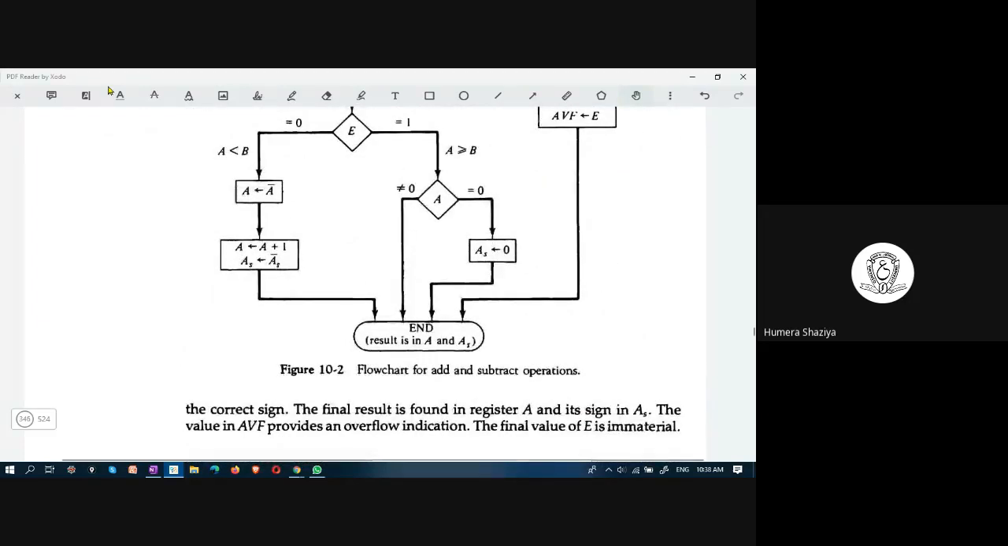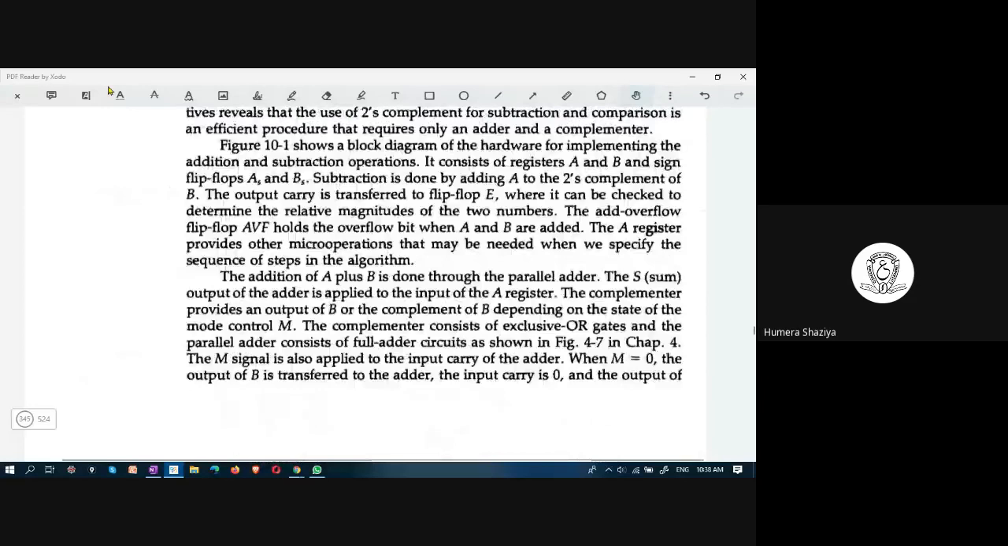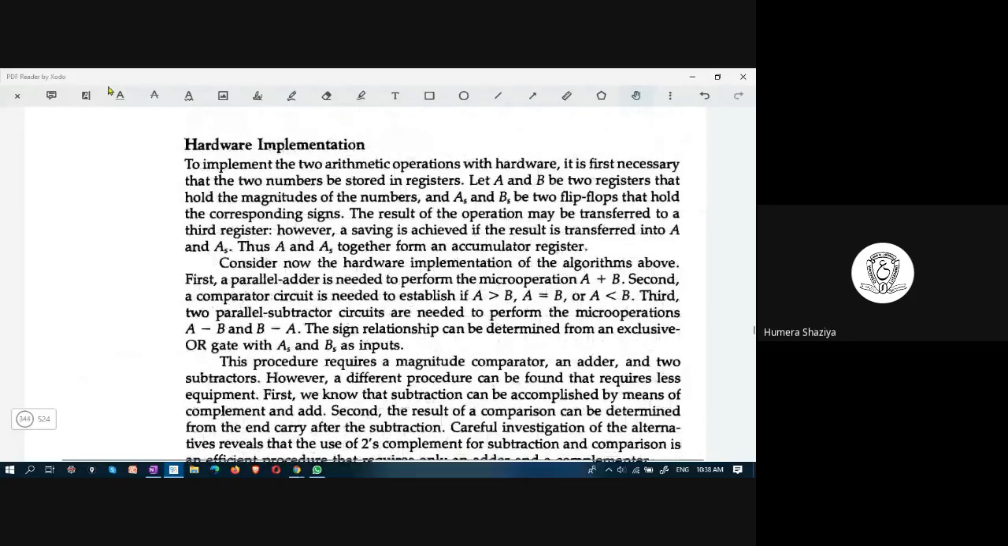Okay, this is the flow chart. All right, we will study here. To implement two arithmetic operations with hardware, it is necessary to store two numbers in registers. We saw that we have two registers, register A and B. Let A and B be two registers that hold the magnitudes of the numbers. If A is equal to minus 10 and B equal to plus 20, this 10 is the magnitude and 20 is the magnitude. These two get stored in register A and register B.